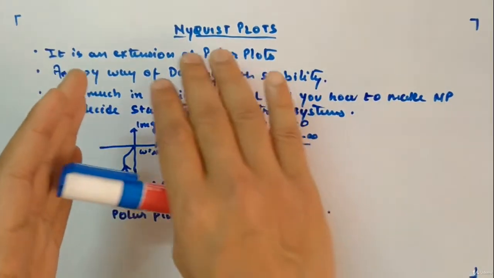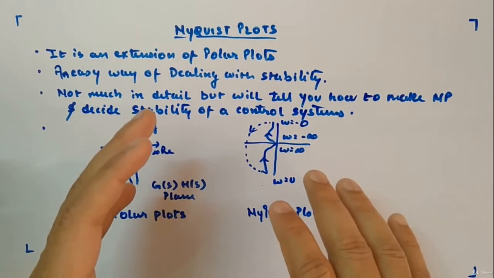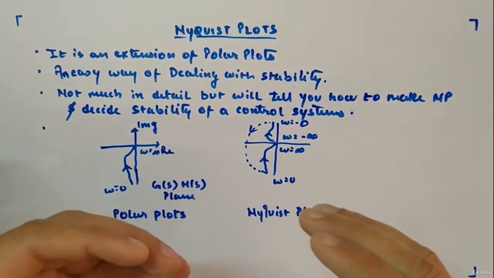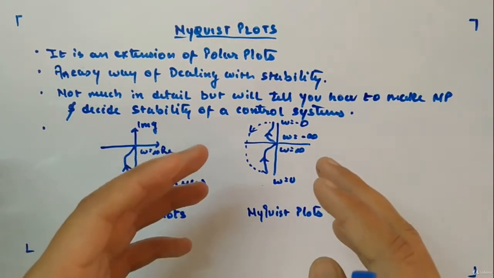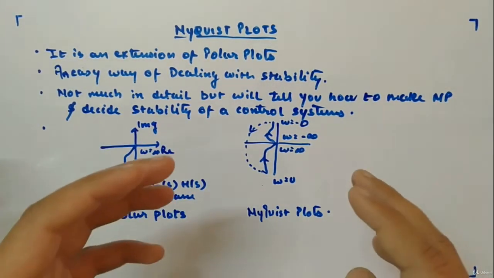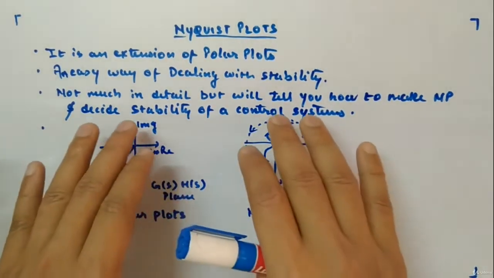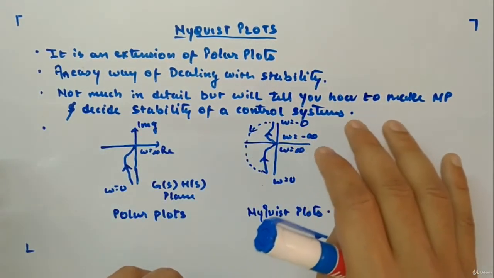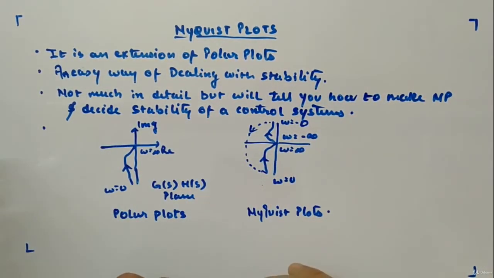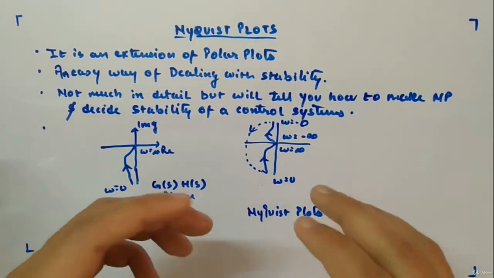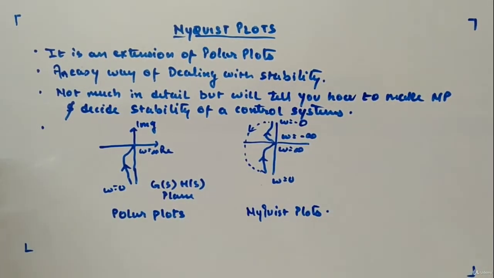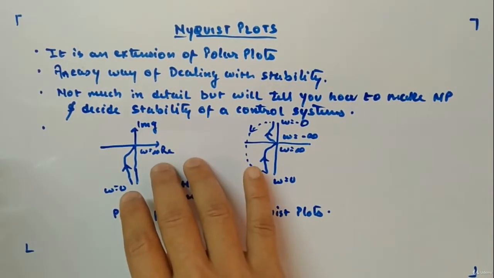We won't go into much detail of Nyquist plots since I feel it's irrelevant. Wherever I need to, I will justify whatever I tell. The rest, I won't go into much depth or derivation of Nyquist plots. I will stick to how to make Nyquist plots and how you can determine the stability of a control system from a Nyquist plot, because these are the only important uses of Nyquist plots.